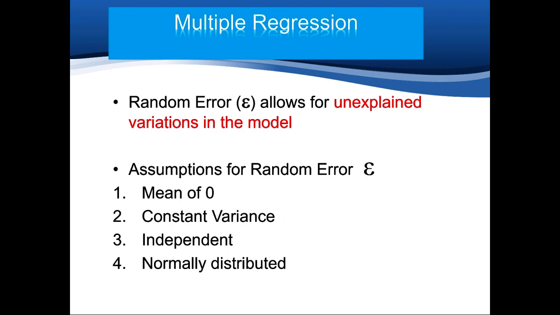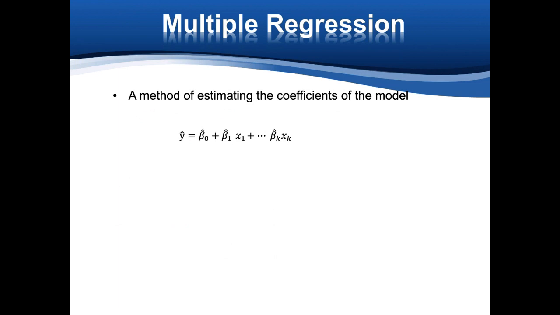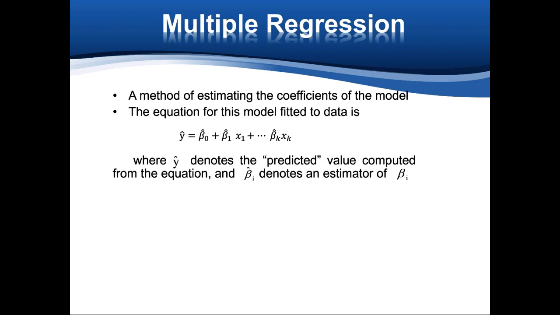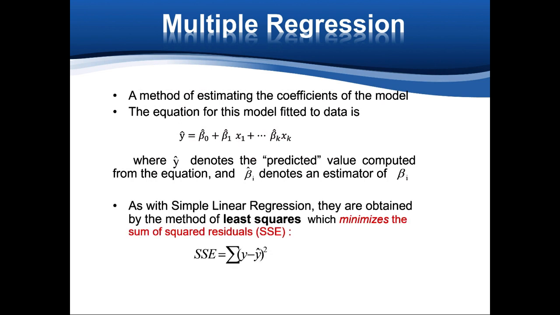Now, let's see the methods of estimating the coefficients of the model, where y hat denotes the predicted value computed from the equation and beta i hat denotes an estimator of beta i. As with simple linear regression, they are obtained by the method of least squares, which minimizes the sum of squared residuals, SSE.